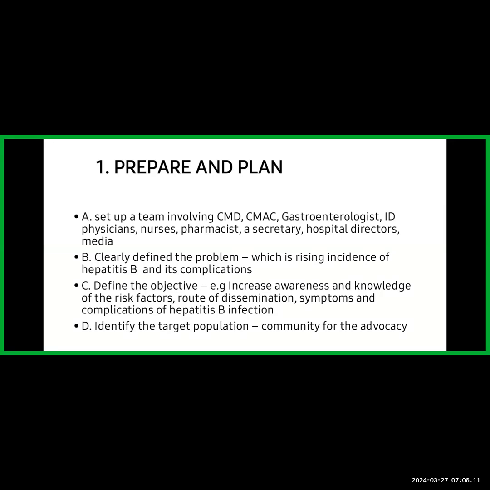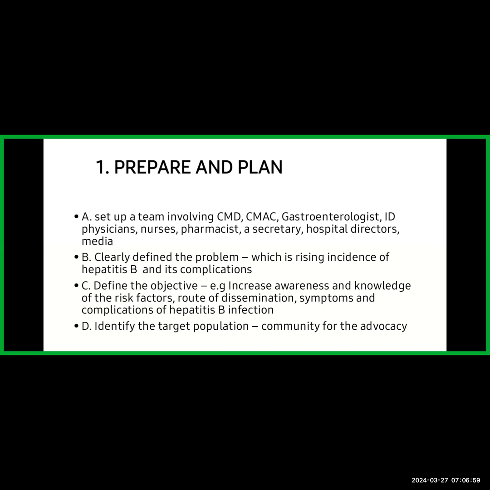Then I will clearly define the problem. This problem will be clearly defined as well as communicated to all the members of the team. All team members must be aware of this problem. What is this problem? Rising incidence of hepatitis B. I also clearly define the objective of this advocacy, which should be tailored towards solving the identified problem. So my objective here is to increase awareness and knowledge of the risk factors, route of transmission, symptoms, and complications of hepatitis B infection.